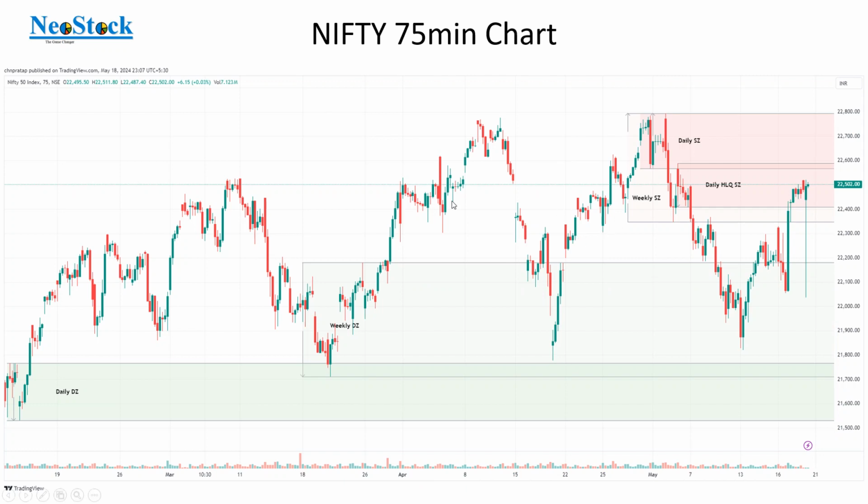So this is the 75 minutes chart. Look into this 75 minutes candle. I think there is something wrong with TradingView data. That's why you are seeing this long wick. Actually, such kind of price action did not happen.